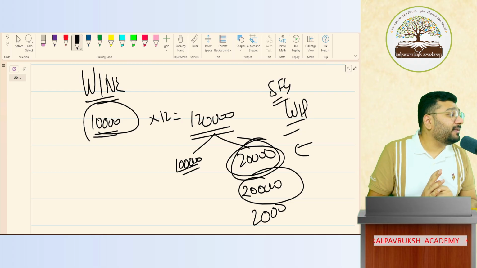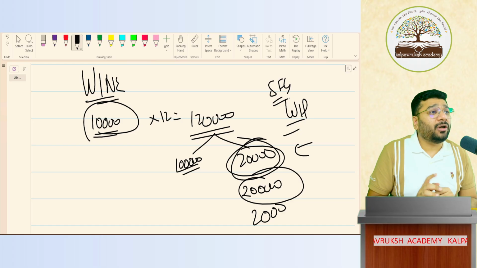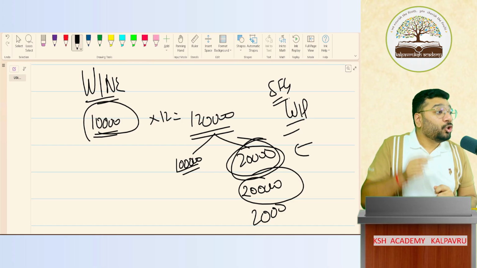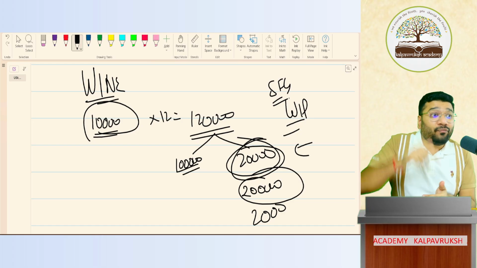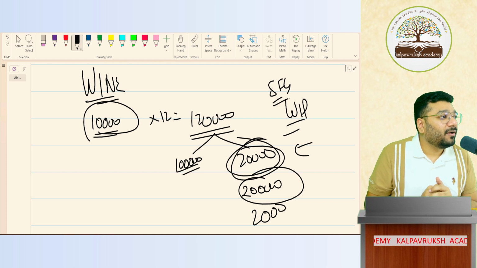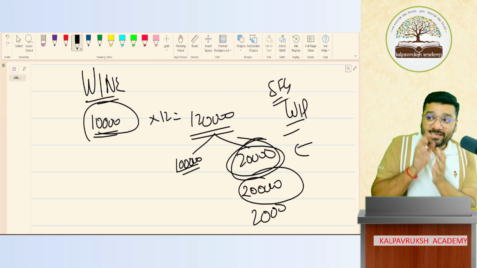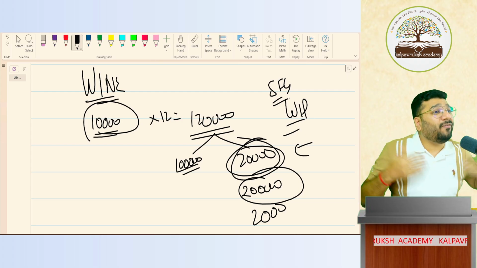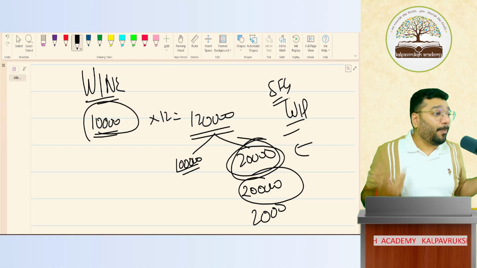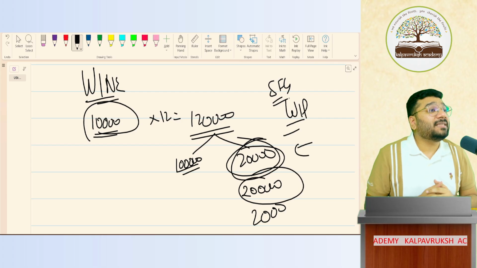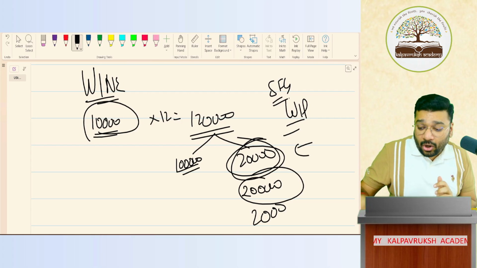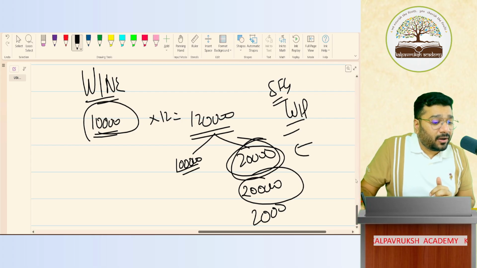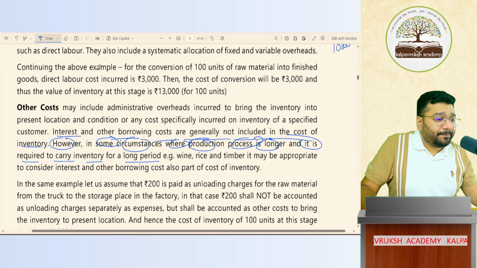You will have to treat that as cost of inventory because that interest is not a general business loan. You took the loan for a specific purpose, that too for conversion of the inventory. This godown is taken for what purpose? For fermentation purpose. Fermentation is a process of conversion. So in that case, the interest you pay in such a scenario will be a part of your cost of inventory. Got it, not got it? That is what this point is trying to say.